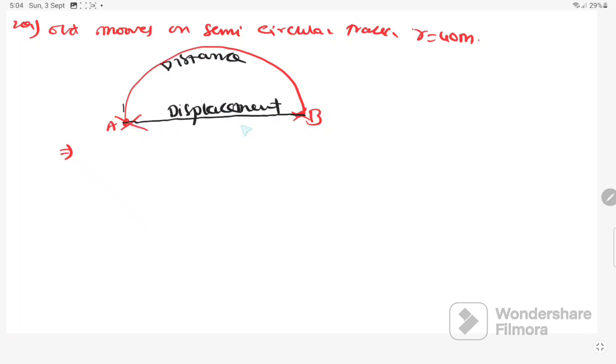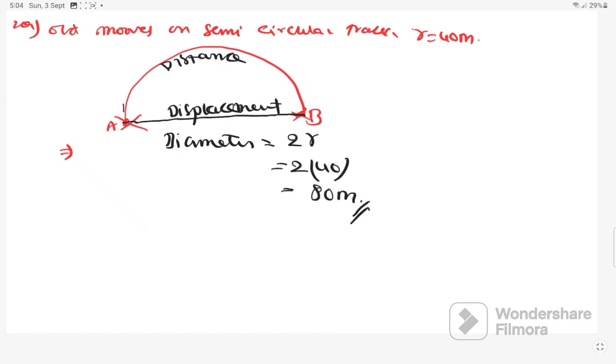So this is nothing but A to B, the diameter, right? So what is diameter? Double of the radius. So what is radius? 40 in this. So the displacement of the old man is 80 meter. Getting this point, everyone? Right? So hope you are understanding this type of questions now in a better way, right? Okay, so hope this is clear, everyone. Right.